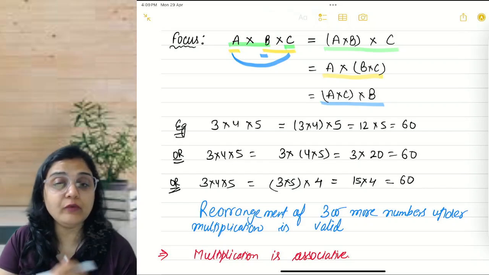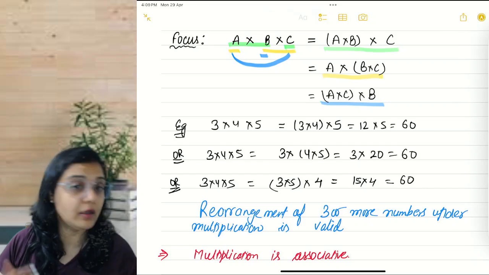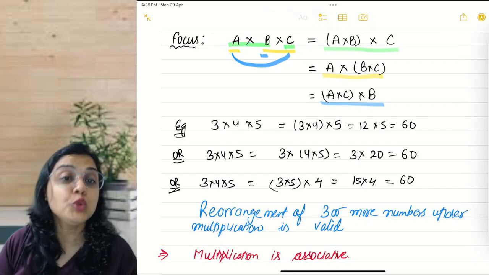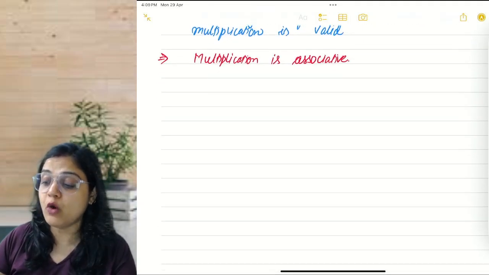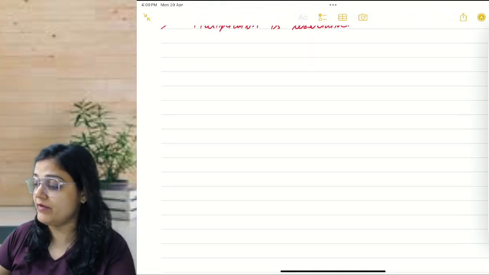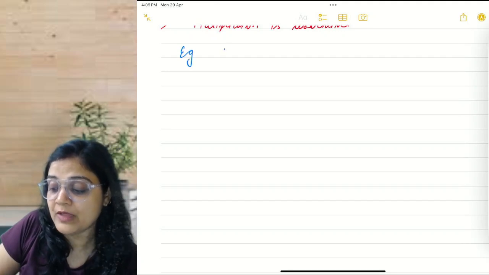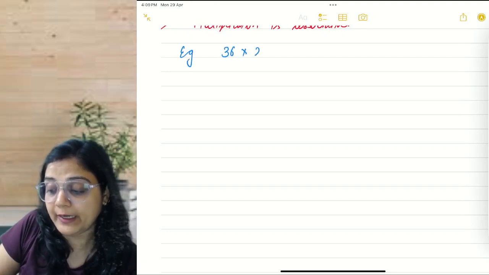So this property we are going to use in today's class for learning how we can multiply a number with a multiple of 11 using Vedic mathematics. So without any further delay, let us move further. Suppose now I have an example. I am taking an example for you. Suppose I have the example 36 multiplied by 22.